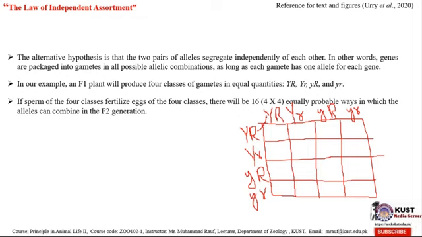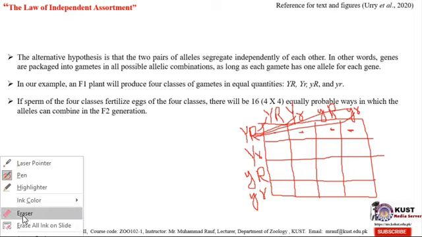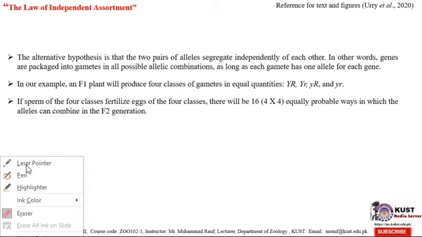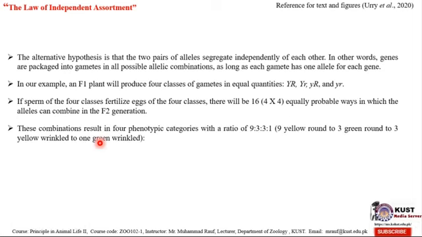Now you can make a simple Punnett square and then you will find out the progeny. You can construct a Punnett square. These combinations result in 4 phenotypic categories with a ratio of 9:3:3:1. That is 9 yellow round, 3 green round, 3 yellow wrinkled and 1 green wrinkled.